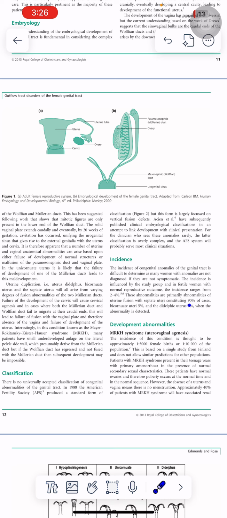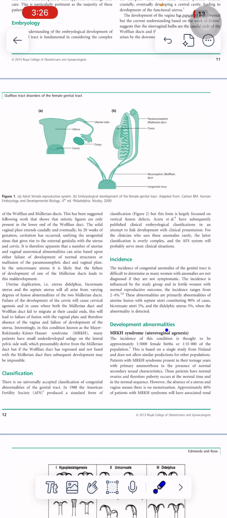These abnormalities are primary abnormalities of the uterine features, with septate uteri accounting for 90% of the cases, bicornuate 5%, and the didelphic uterus 5%. So most of the cases, 90%, are septate uteri. So if there are recurrent miscarriages, you must exclude septate uteri, because 90% of the cases are patients having a septate uterus.